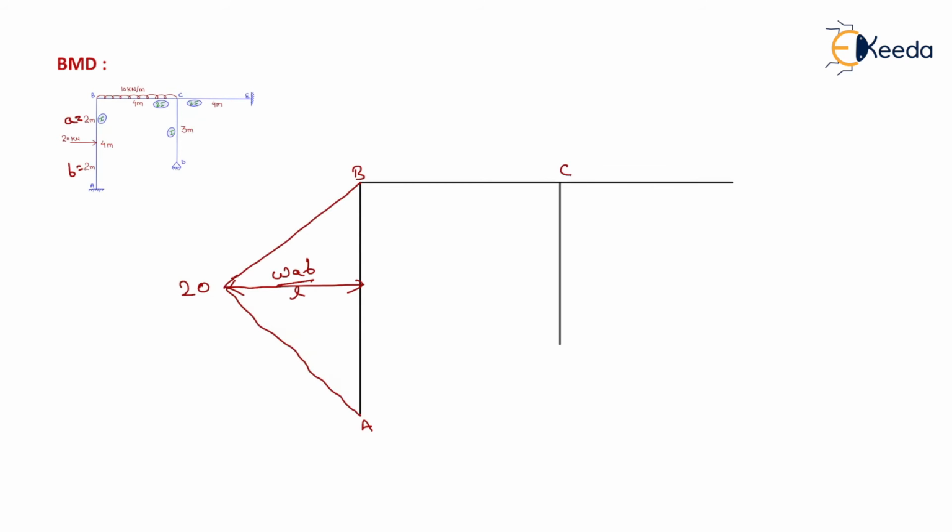Similarly, in BC span, there will be a uniformly distributed load, so we can find the mid-span maximum positive bending moment due to uniformly distributed load, which will be equal to WL square by 8. Now, on putting the value, we will get a parabolic shape like this, and its maximum ordinate will be equal to WL square by 8, which will be equal to 20. On putting the value of W as 10, L as 4, we will get the value as 20.